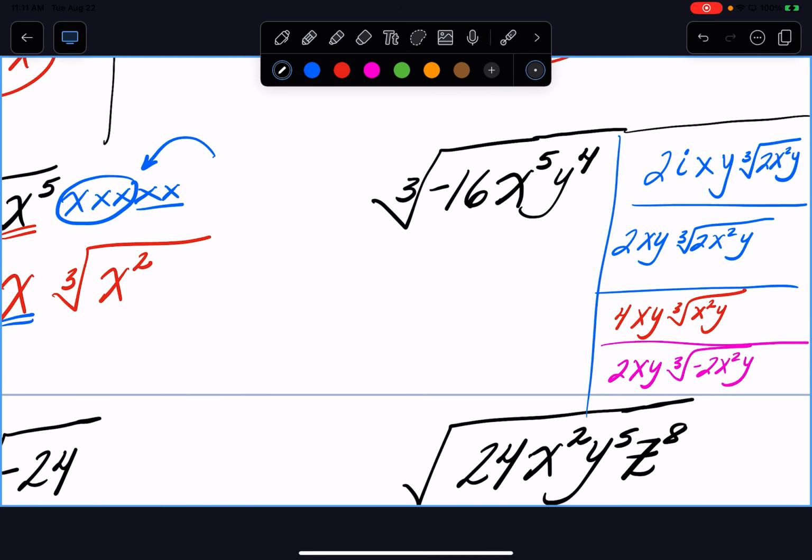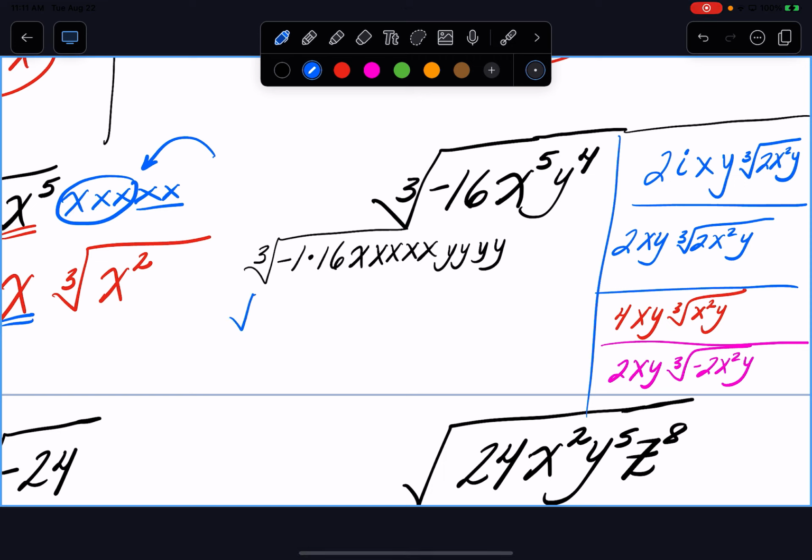All right, let's write this out the long way. This is the cube root of negative 1 times 16. True? And then we have x times x times x times x times x, 5 times, and y, 1, 2, 3, 4. From there, you can see if you have perfect cube roots, or if you're a person that needs it broken down all the way, that's fine. You do the cube root of negative 1. Then 16 is 4 times 4. True? Then x, x, x, x, x.